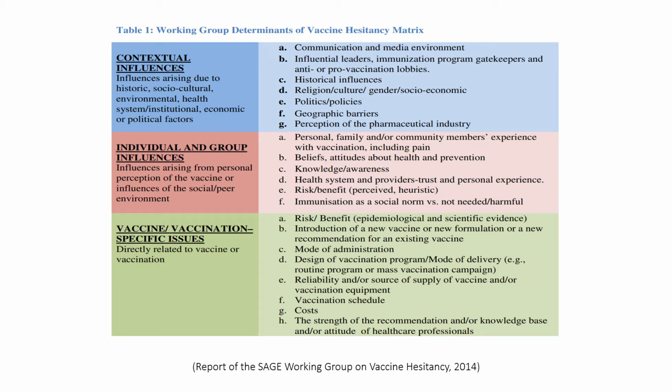There have been updates since then, but this is the latest report, and this is the model that my systematic review is following. Specifically, I'm focusing on the first two categories, the one in blue and red, the contextual and the individual and group influences. The reason being is that those are most closely related to the psychosocial factors, whereas the last one, the vaccine issues, aren't necessarily explained by some social scientific paradigm.